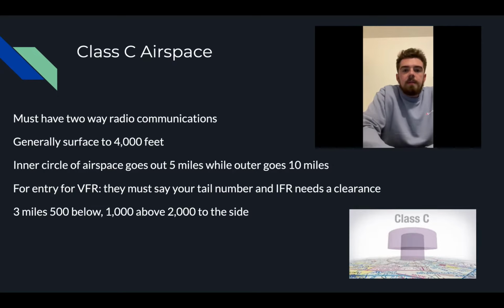Alright, so Class C airspace, you must have two-way radio communications between the controller and the pilot. Generally, it is the surface to 4,000 feet, and the inner circle of airspace is 5 miles in diameter. And then the outer upper circle is 10 miles. For entry under VFR, you must say your tail number and make radar contact. And under IFR, you'll need a clearance to enter. And the cloud clearance is 3 miles, 500 below, 1,000 above, and 2,000 to the side. And those are all in feet.